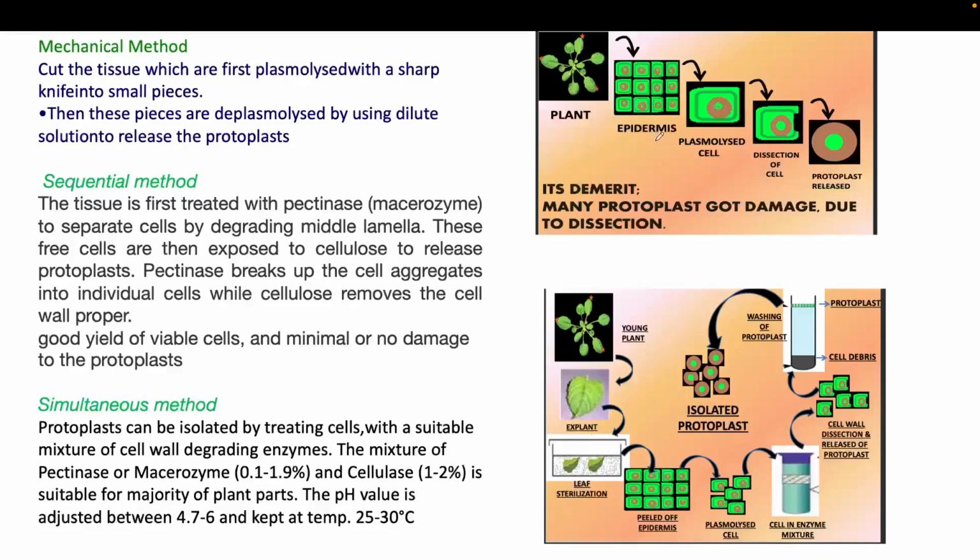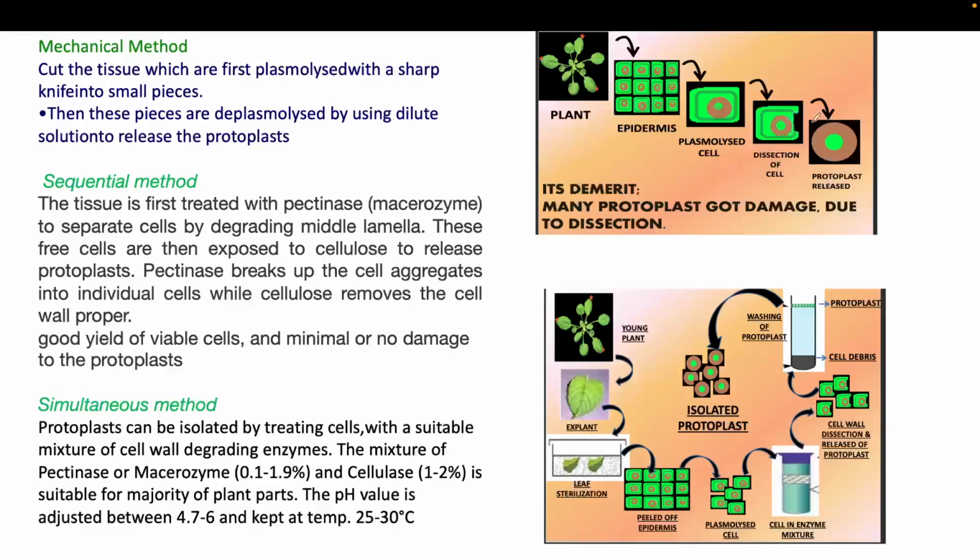In that case, what will happen is that when you add it into the osmolytic solution, through the osmotic process the cell wall will burst. And whatever content is inside your cell will come out into the solution. Then what you have to do is mechanically dissect your cells, and then isolate your protoplast, and the protoplast will be released.